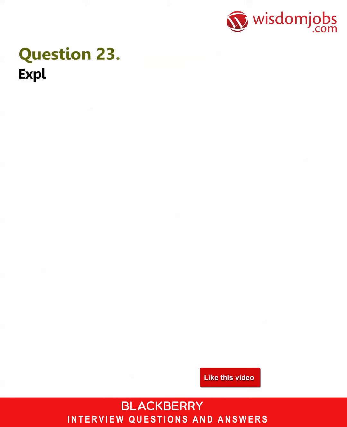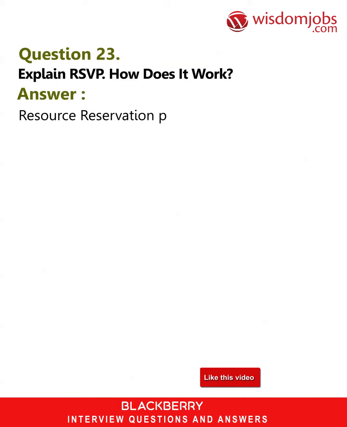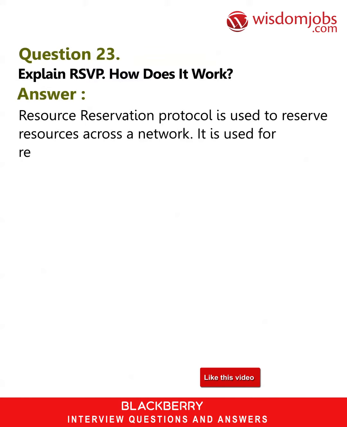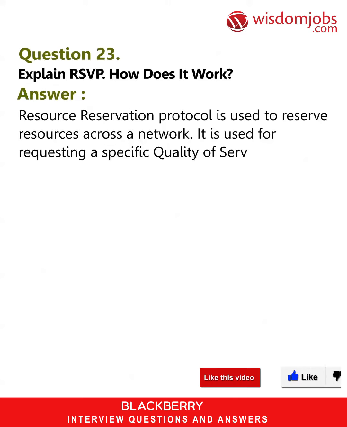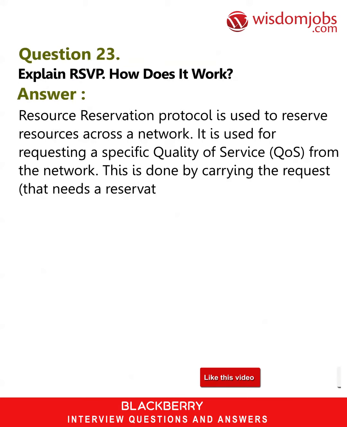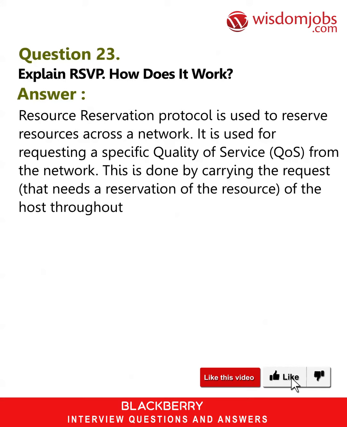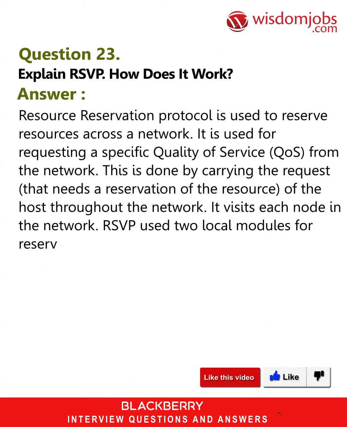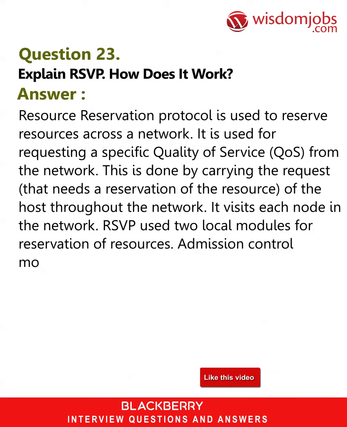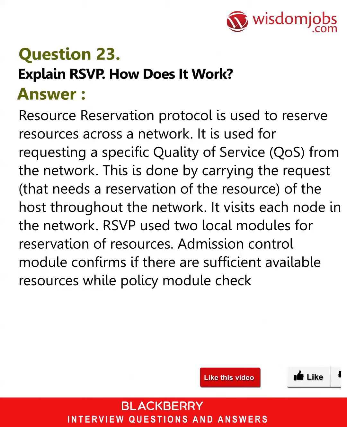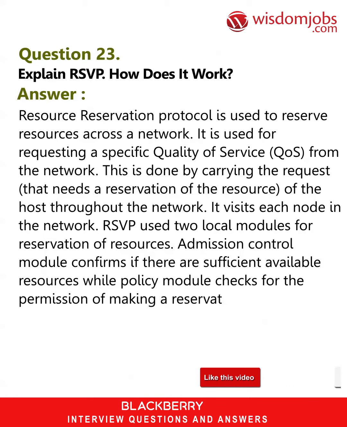Question 23. Explain RSVP. How does it work? Answer. Resource Reservation Protocol is used to reserve resources across a network. It is used for requesting a specific quality of service (QoS) from the network. This is done by carrying the request that needs a reservation of the resource of the host throughout the network. It visits each node in the network. RSVP uses two local modules for reservation of resources. The Admission Control module confirms if there are sufficient available resources, while the Policy module checks for the permission of making a reservation.